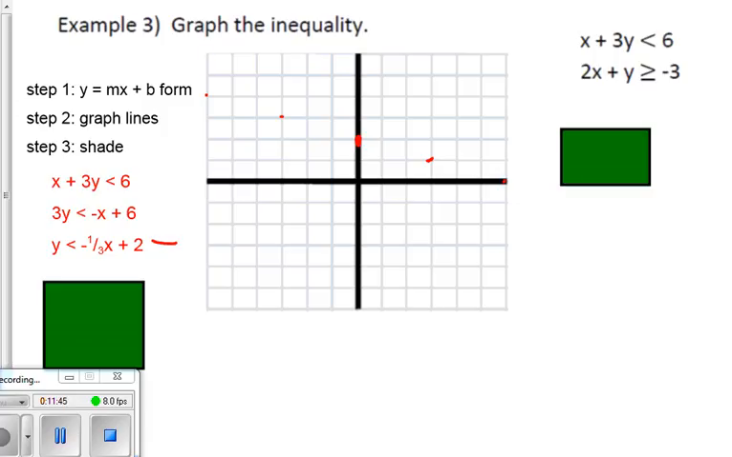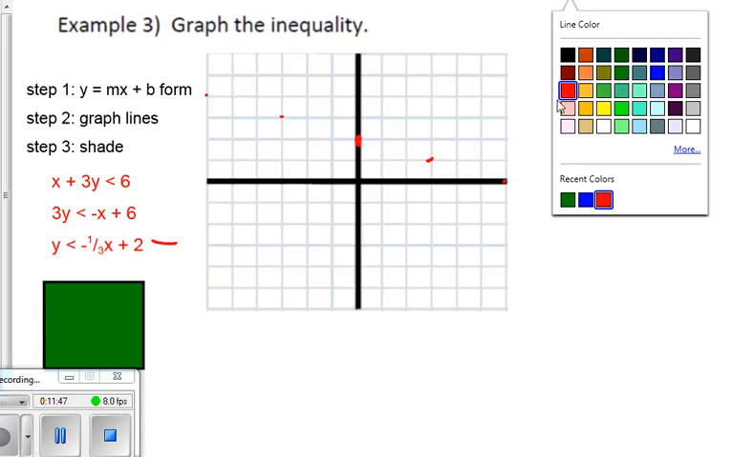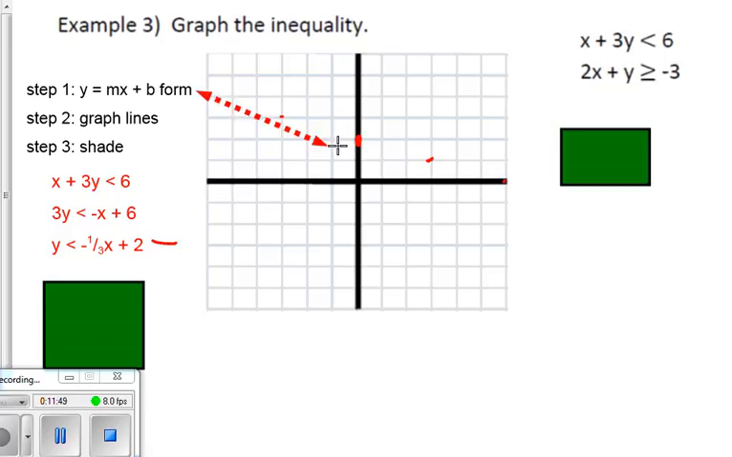So if I were to connect them, start here, come all the way over. Remember, there's a dashed line because it's just less than, not or equal to. So it's a red dashed line going across there. And it's less than that area, so it's all of this spot. Everywhere below that line is where we'd be shading.